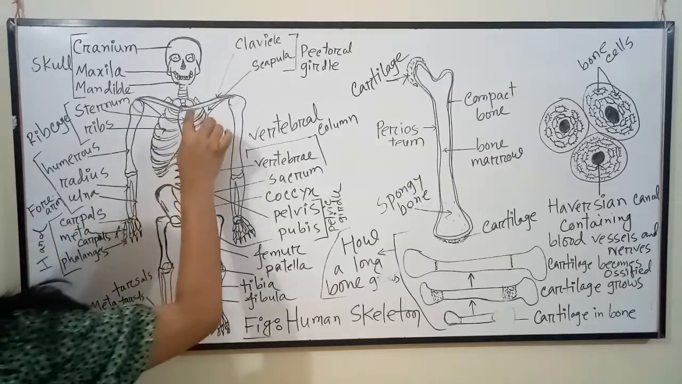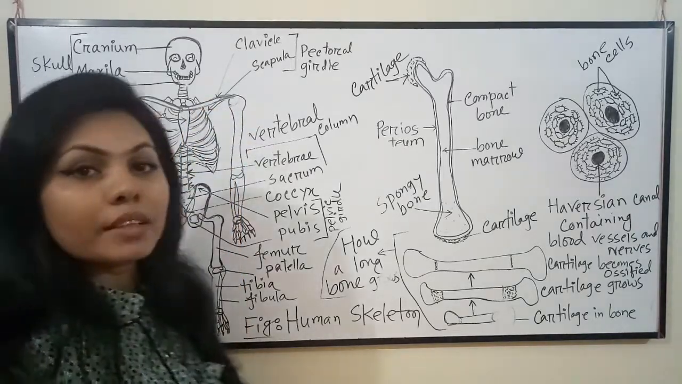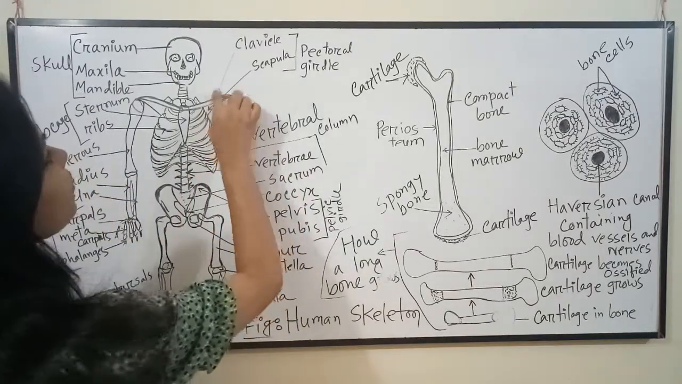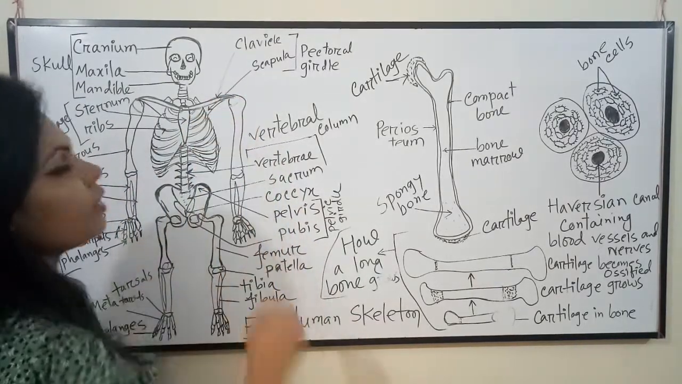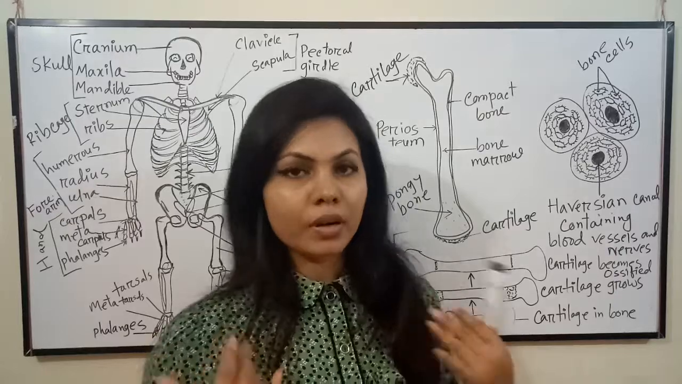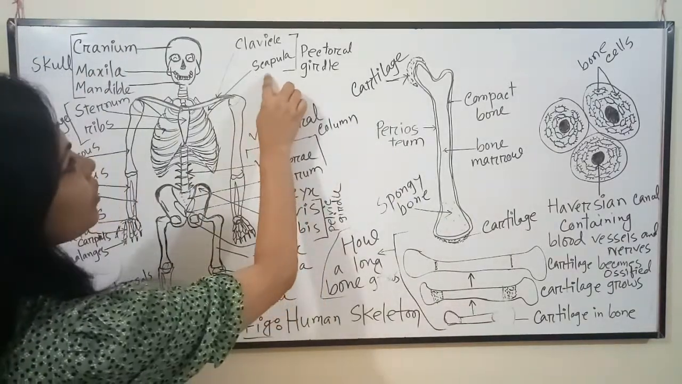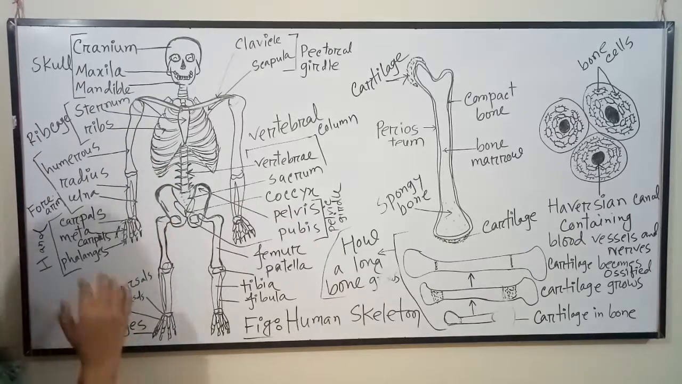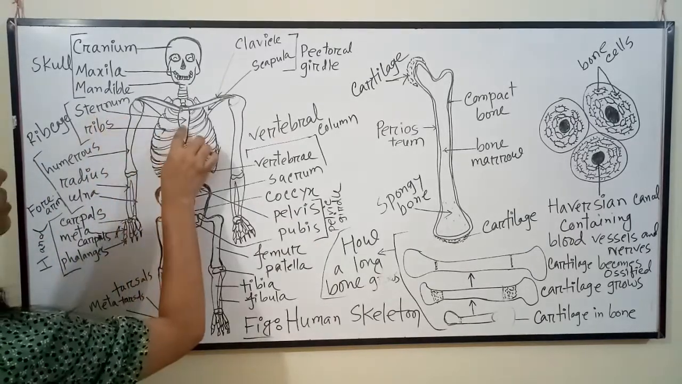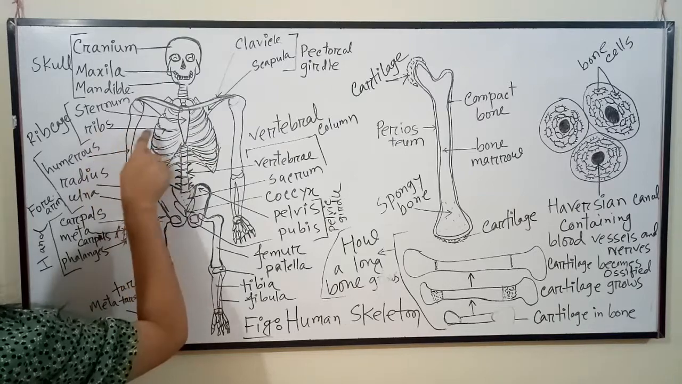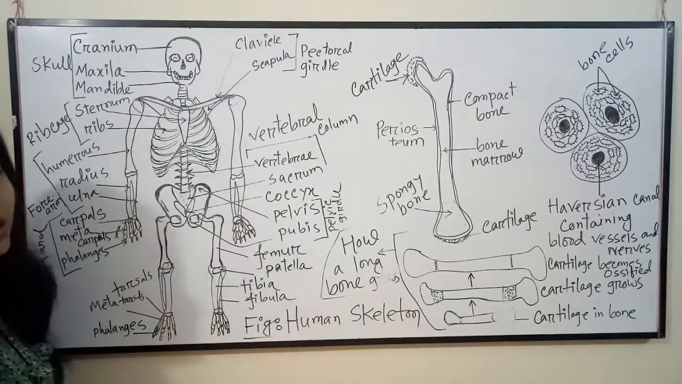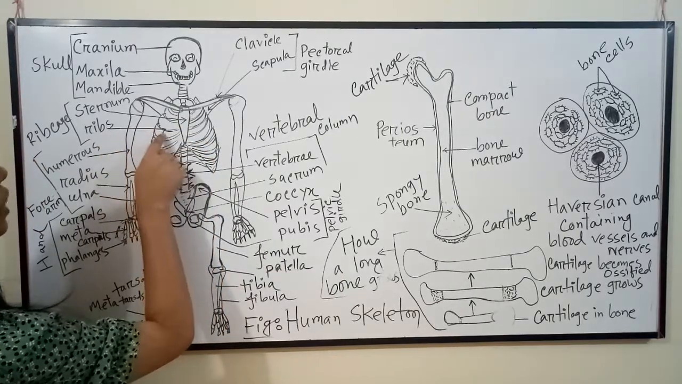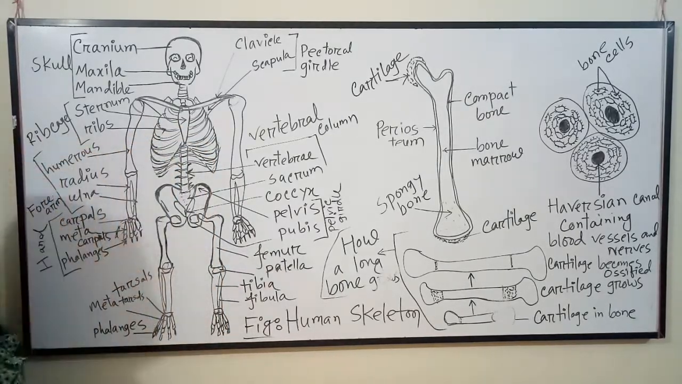Then, this is what we used to call the collarbone or the beauty bone. This part is called the clavicle, and these two parts are called the scapula. So these two together are the pectoral girdle. Now, this is the sternum and these are the ribs. These are long bones on our chest. So the sternum and the ribs together make the rib cage.